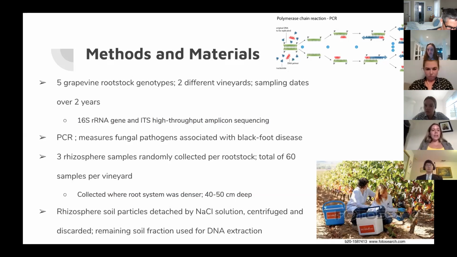And then within their methods, they had 3 rhizosphere samples randomly collected per rootstock, therefore a total of 60 samples per vineyard. And when collecting these samples, they were going at depths between 40 and 50 centimeters deep, where the roots were denser and more complex, because that is an area where more nutrients are released. And so they just wanted to make sure they're accounting for the ecosystem in that area.